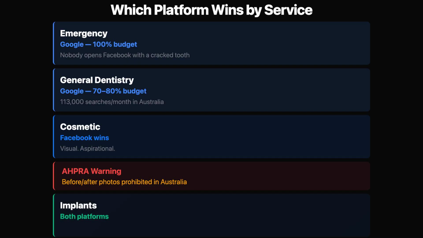Implants are the interesting one. Google gives you higher quality leads. People actively researching implants. Facebook gives you volume. You can put implant content in front of thousands of people who didn't know it was an option. Best approach is both. But if you had to pick one, Google for quality, Facebook for awareness.